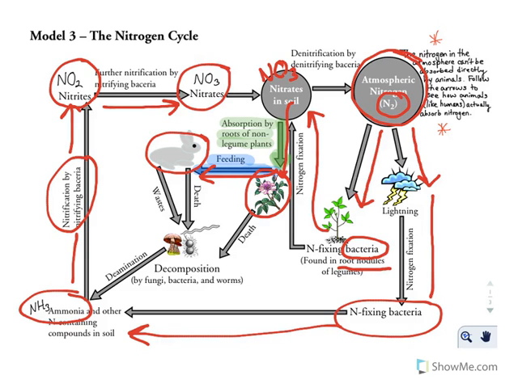And then we're kind of right back to where we started. So now that we have these nitrates, the plants can absorb the nitrates, the animals can consume the plants, and finally that's how we absorb nitrogen in our system.